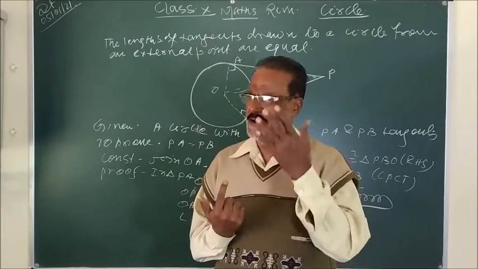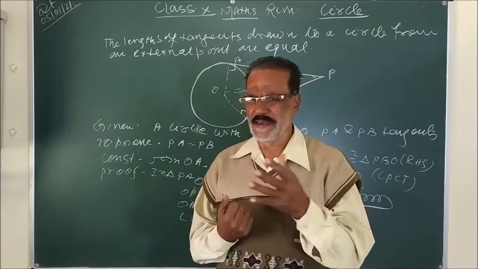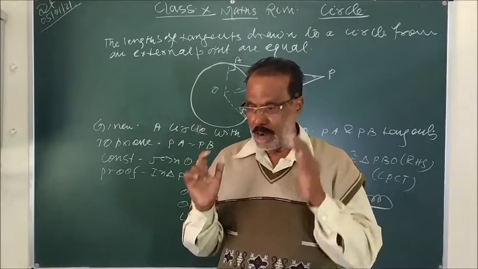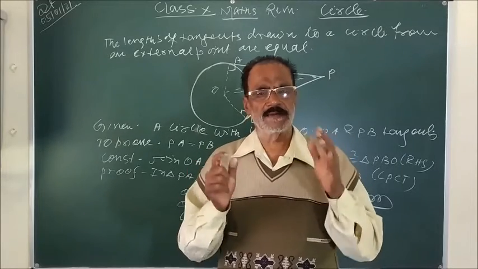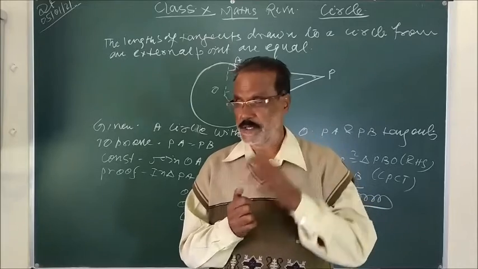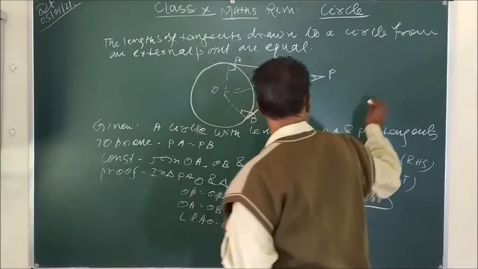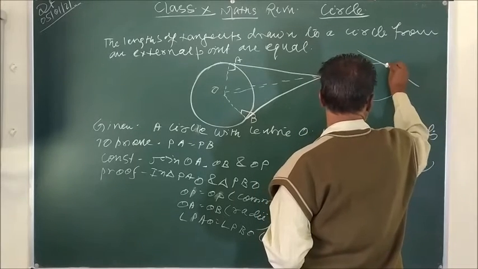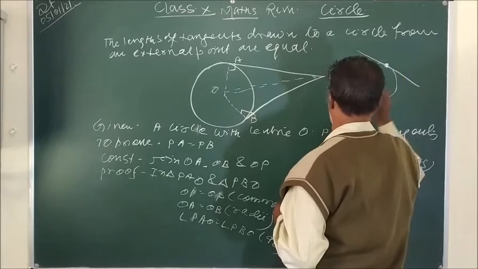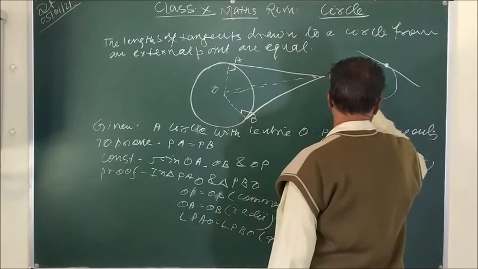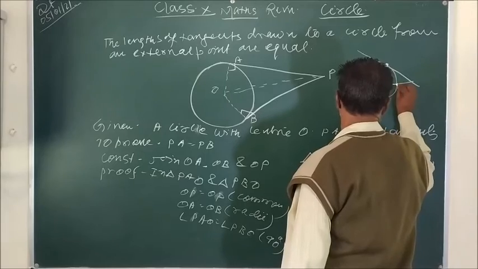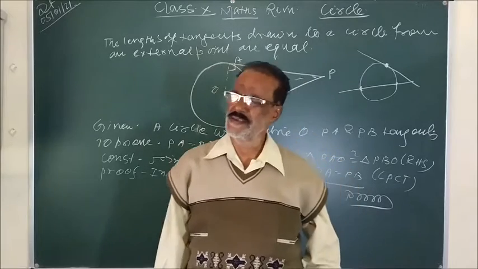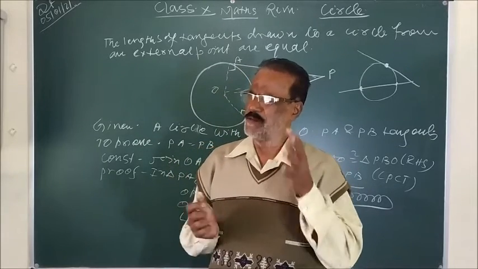Tangent I have already explained, but here I would like to remind you once again. A line which intersects the circle at only one point, a line which touches the circle at only one point, is called a tangent. And if a line intersects a circle at 2 points, that is called a secant. So this is the simple definition. You can understand.